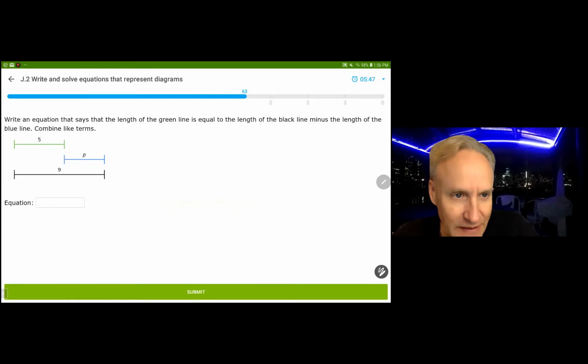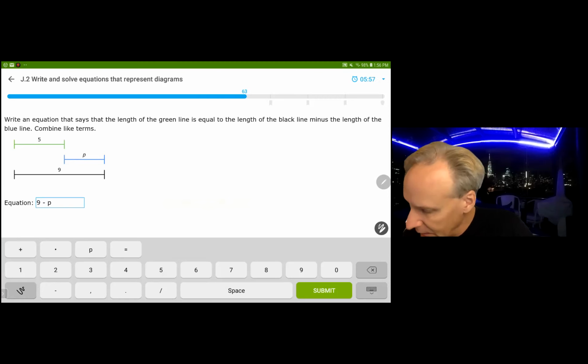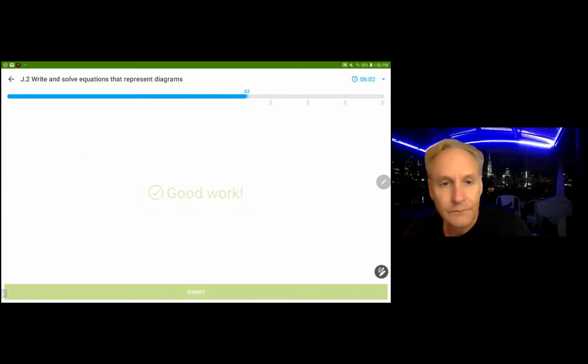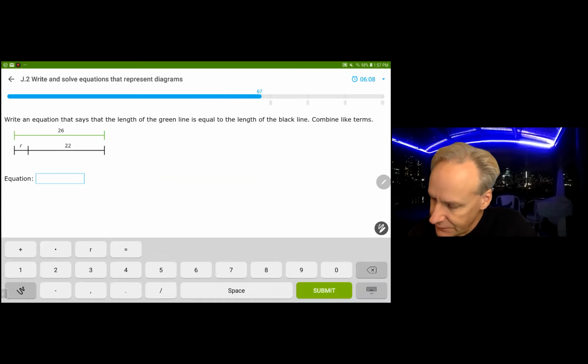This one says 9 minus p equals 5. Notice the 9 is the bigger part. And again, we're going to have to put that darn space in there. 9 minus p equals 5. And a nice addition, r plus 22. Don't have to put a space for the additions. Equals 26.